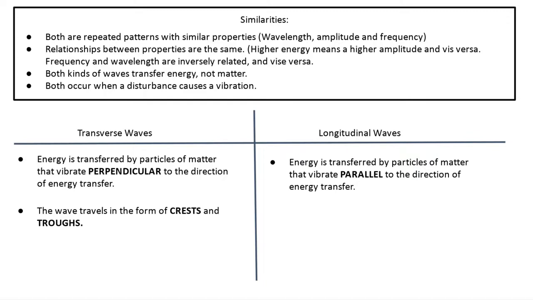In a transverse wave, the wave travels in the form of crests and troughs. So when the wave moves up above that resting position, the top of the wave is called the crest. And when it moves below that resting position, it's called the trough. In a longitudinal wave, though, the wave travels in the form of compressions and rarefactions. So it's traveling left to right. And those particles, when they're really close together, we call those compressions. And when the particles are far apart, we call those rarefactions.